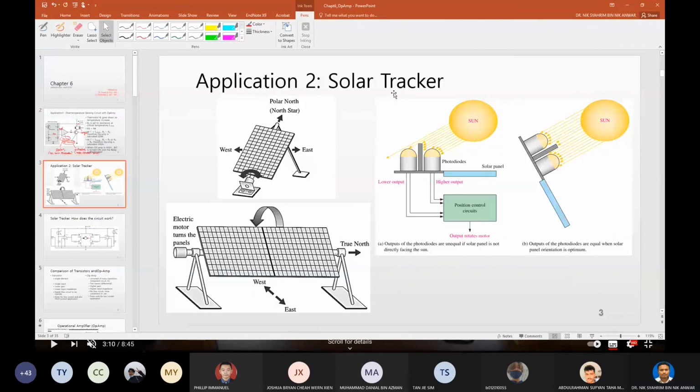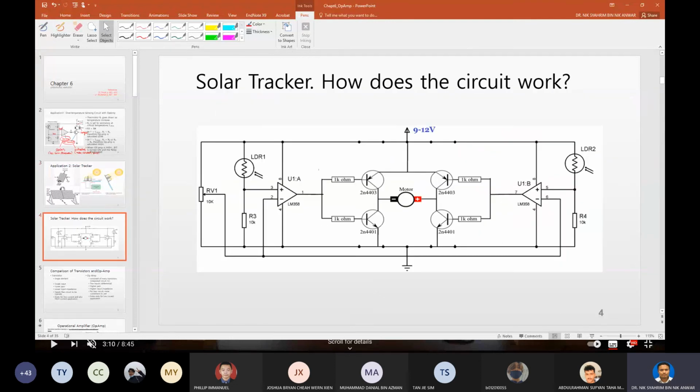Or also maybe for a solar tracker, where the orientation of the solar panel should face directly to the sun. So what you will have is then you need to somehow turn.